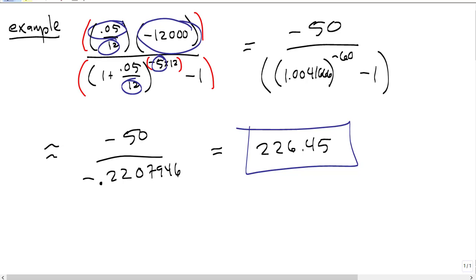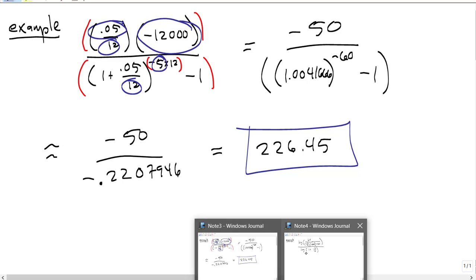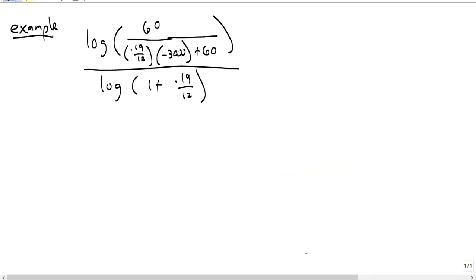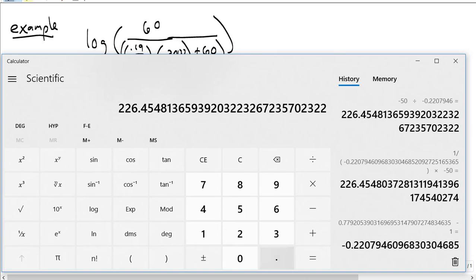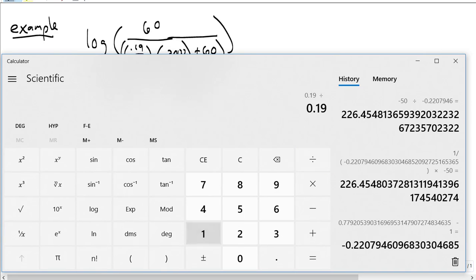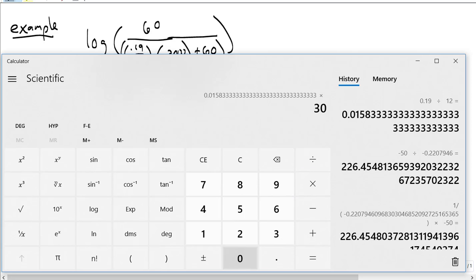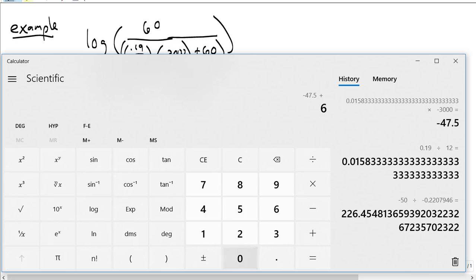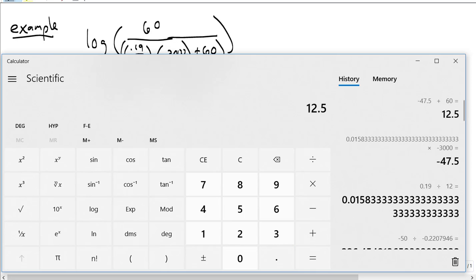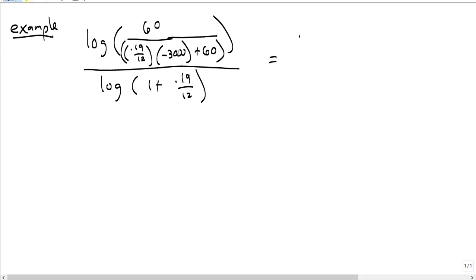Let me squeeze in one last one. We have this thing. These logs scare people, but again, worry about what's in the parentheses, and we have these other parentheses down there. I think I will do that first. So 0.19 divided by 12 equals, times 3,000 negative, equals, plus 60, equals 12.5. I feel like I've done this before.